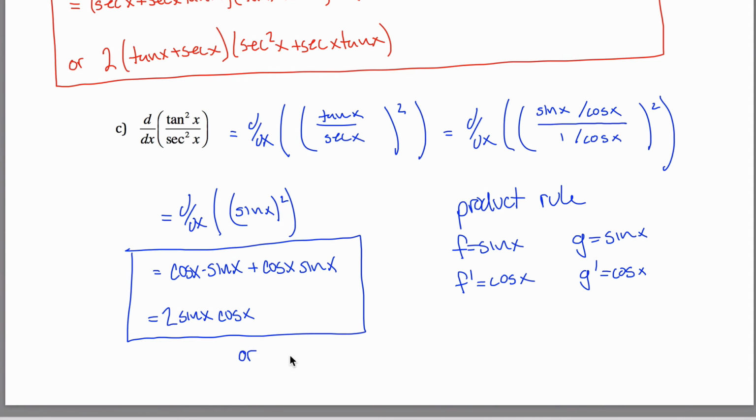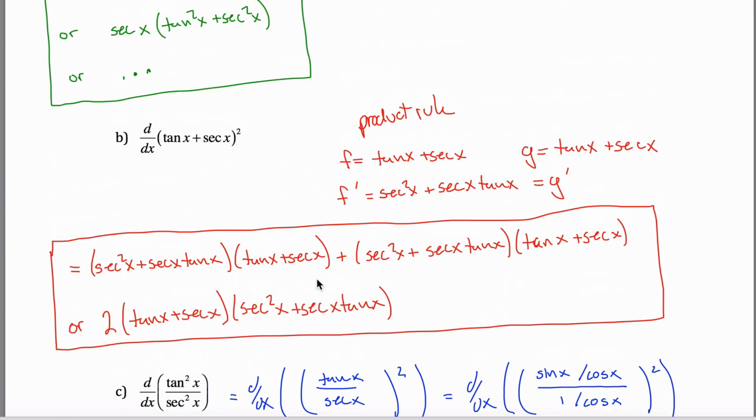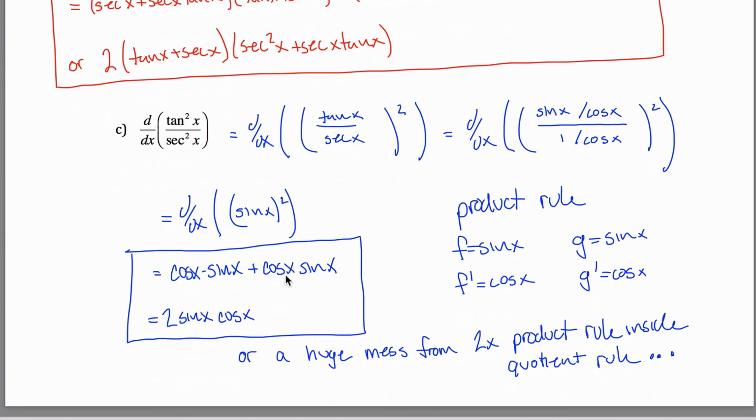Maybe I'll write, or a huge mess from double product rule inside quotient rule, which I'm going to go ahead and let you figure out. Maybe we've done some of those parts up here. Maybe not. I'm not sure.